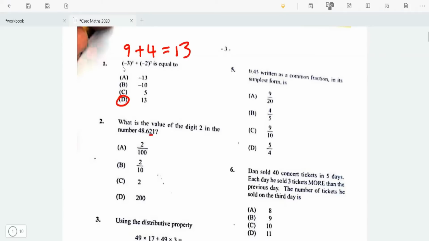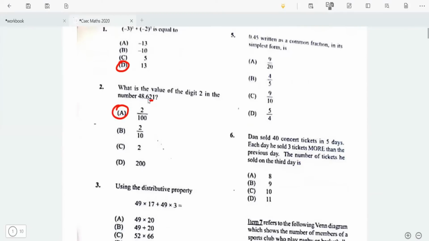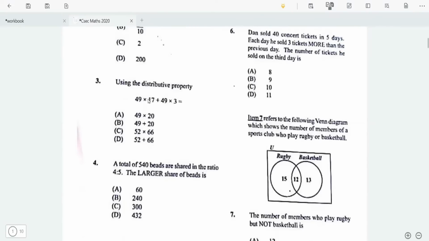Number 2, what is the value of the digit 2 in this right here? This is in the 100th column. So it's 2 over 100. Nice.